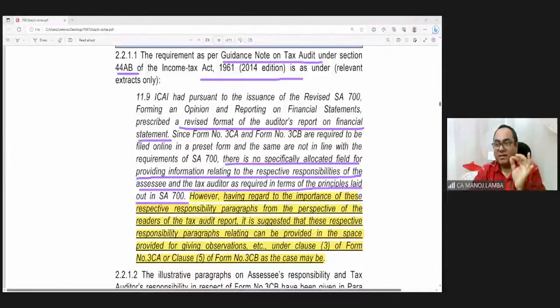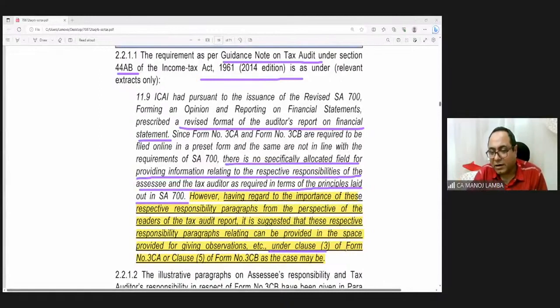However, please read it very carefully, my dear friend. Whoever is attending this webinar, please read this paragraph very, very carefully. However, having regard to the importance of this respective responsibility paragraph from the perspective of readers of the tax audit report, it is suggested that the respective responsibility paragraph can be provided in the space provided for giving observation under clause 3 of form number 3CA and clause number 5 of 3CB, as the case may be.